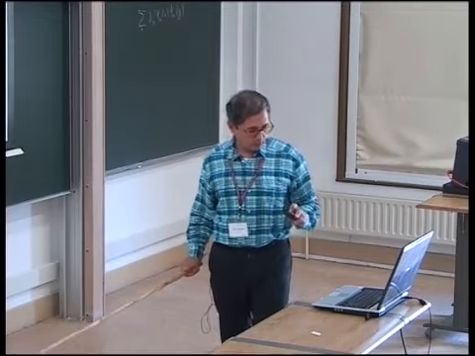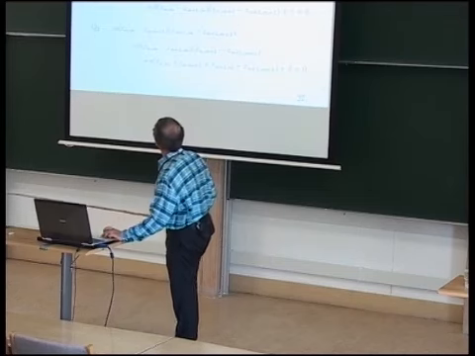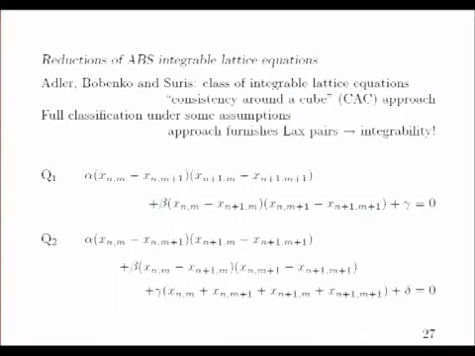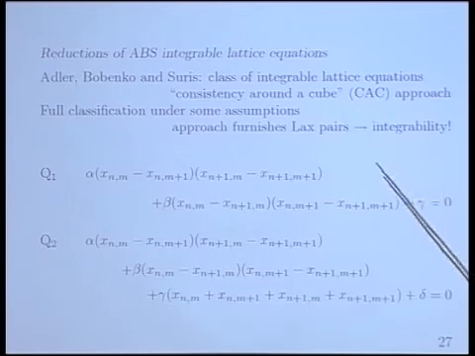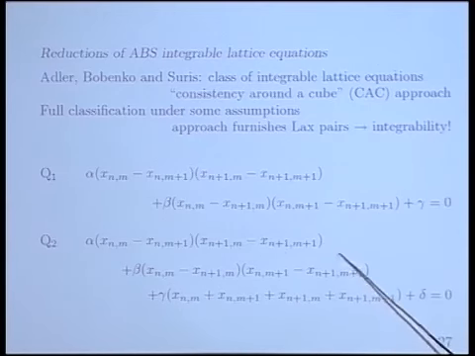And now I'm going to go to the last part of my talk, which deals with a different class of systems, which were written autonomous to start with, and we try to deautonomize. So we started from the Adler-Bobenko-Suris class of integrable lattice equations that they found by consistency around the cube. They had three classes of equations: the A list, the H list, and the Q list. And today I'm going to restrict myself to the Q list only.